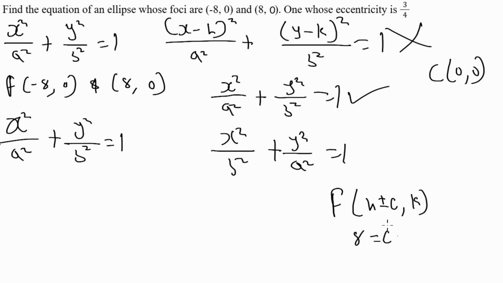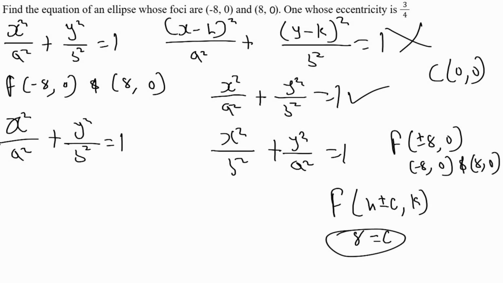8 is equal to the value of c, because h and k are 0, 0. That's why the foci are plus or minus 8, 0. The first one is (-8, 0) and the second one is (8, 0). So the value of c is equal to 8. Now e is c over a.